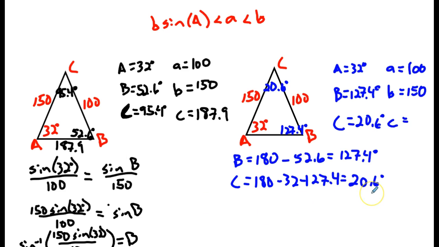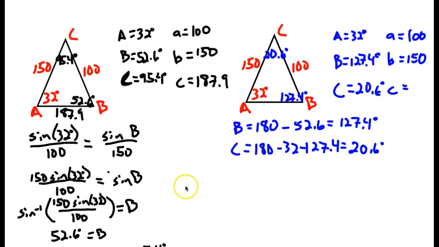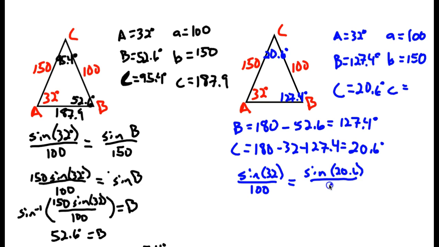Now, let's finish out the second one here. We'll have to set up another law of sines situation to solve for side c here. So we can use that same first ratio, sine of 32. Actually, let's do this in blue to stay consistent. Sine of 32 over 100 equals, so we'll have sine of 20.6 this time over side c.